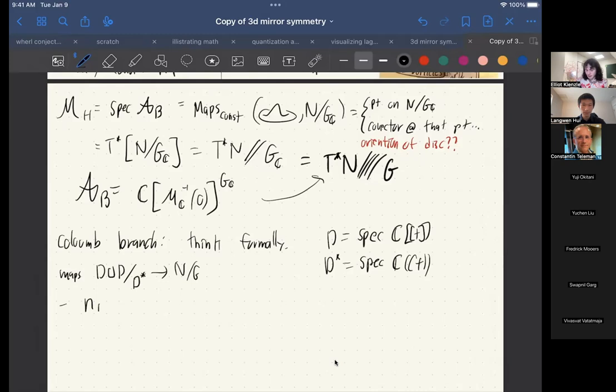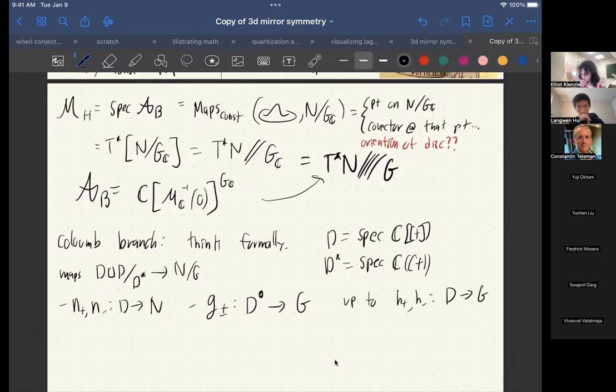We're going to have maps N plus or minus from D to your representation space. And we're going to have a gauge transform G plus or minus. Oh, let's be more careful about this. N plus and N minus are two different maps. Then we have to glue them together everywhere except for the center. So we have G plus or minus from the formal disk to the space of symmetries, the gauge transforms. And then this is going to be up to overall transforms from the disk to the group.